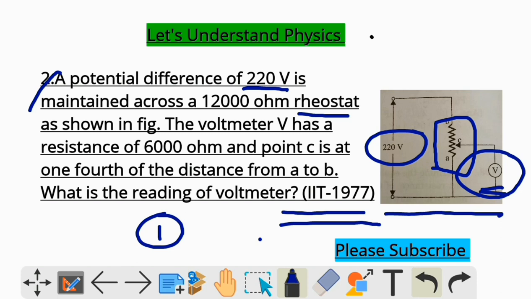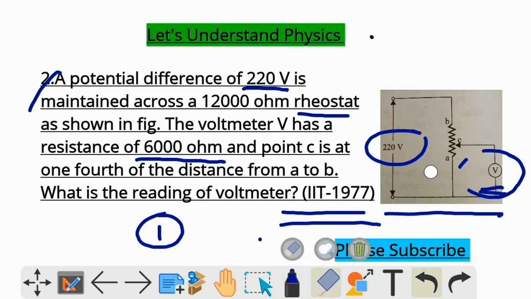The voltmeter V has a resistance of 6,000 ohm. Voltmeter also has resistance, that is what they have given. And point C is at 1/4 of the distance from A to B. If you observe, they have given three points A, B, C on the rheostat. Now, voltmeter is connected only across A and C. It is not connected with B. I hope you can see in the figure. Then, what is the reading of the voltmeter? Voltmeter reading you have to find.